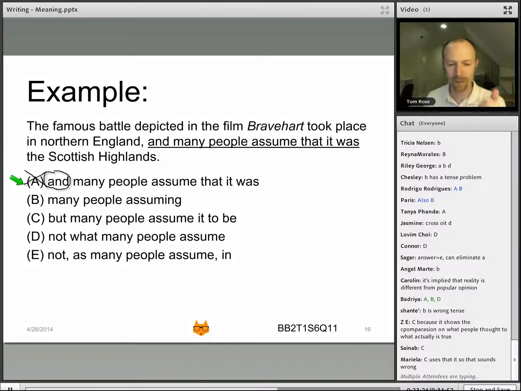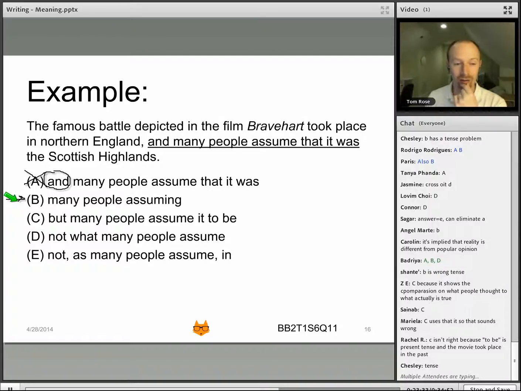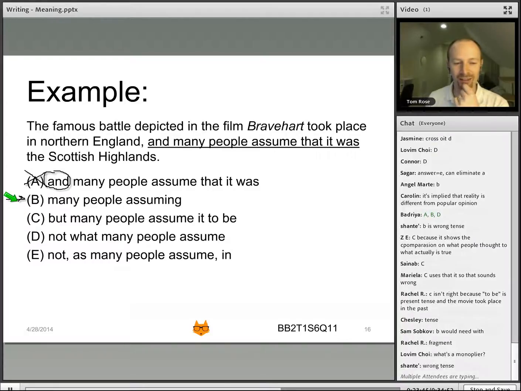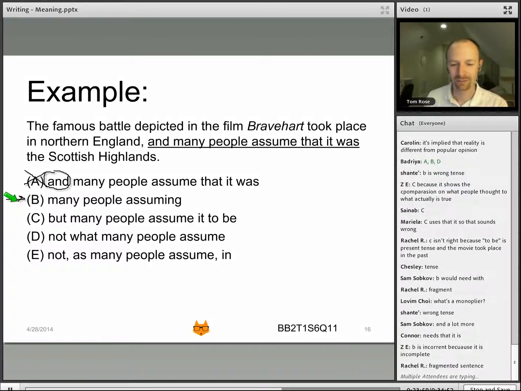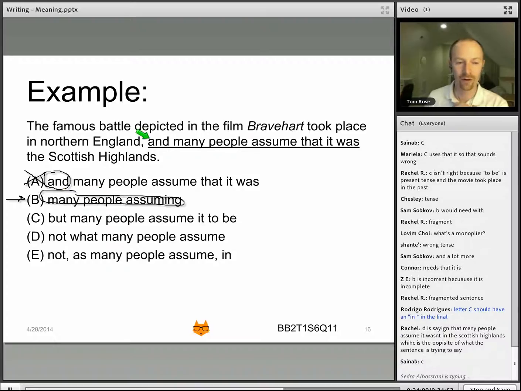Some of you are saying B as well. B has a similar issue. It's not a conjunction. It's actually a modifier. Many people assuming the Scottish Highlands, forgetting for the moment that it leaves out a critical phrase, which is something along the lines of it took place in. Sorry, in case that wasn't clear, I said modifier. So many people assuming the Scottish Highlands, all of that is a modifier for Northern England.